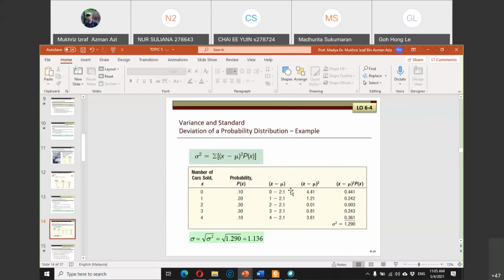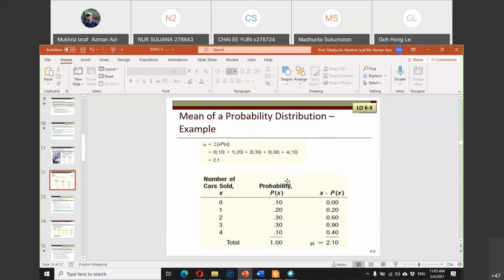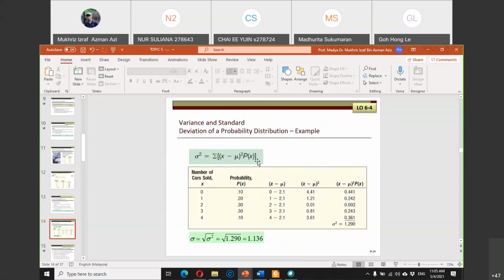So this is a simple approach to calculate the mean, the variance and the standard deviation from a probability distribution. Again, the mean is just the sum of X multiplied by the probability of X associated with each event. The sum will be the mean. Then the variance uses this formula, (X minus mu) squared multiplied by P(X), so you will get 1.290 as the variance. By default, the formula is for variance. Once you get the variance, you can take the square root of that to obtain the standard deviation. So that will be the solution for the mean and variance of a probability distribution.